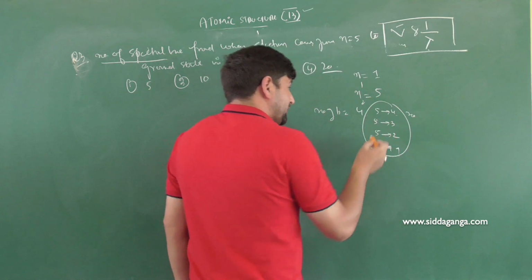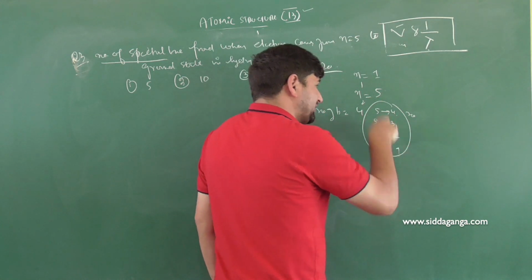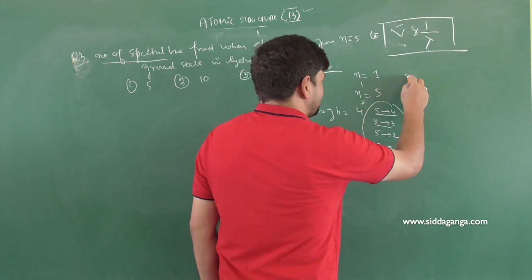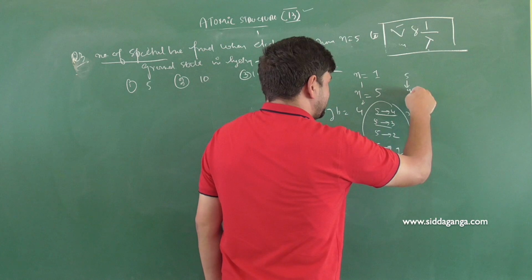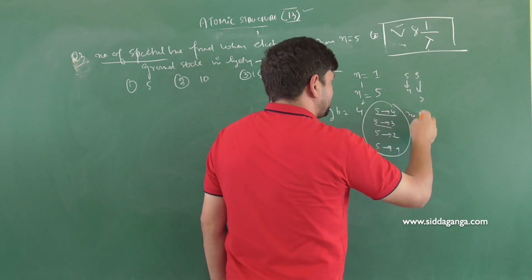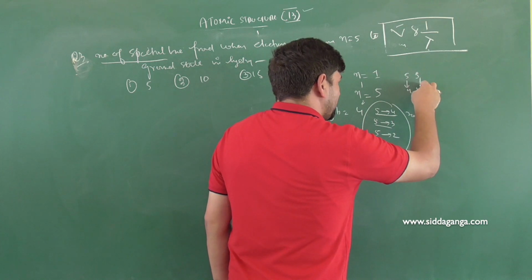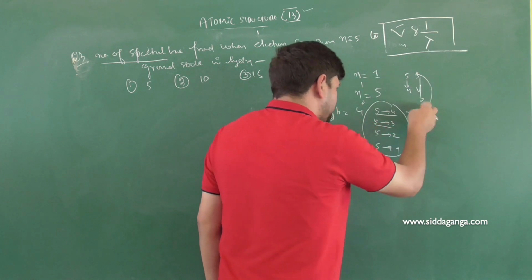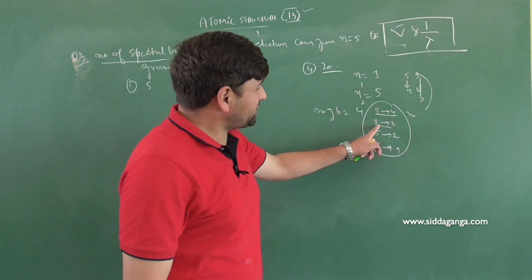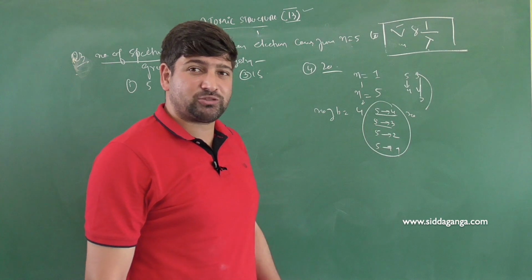But we know each band is produced of further smaller lines. If it is 5 to 4, it will be composed of only one line, because it is a jump between two adjacent levels. If it is from 5 to 3, it will be made up of two jumps. It can be 5 to 4, then 4 to 3, or directly 5 to 3. Possible or not? Yes, so there are 3 jumps possible. So each band is further composed of small spectral lines.